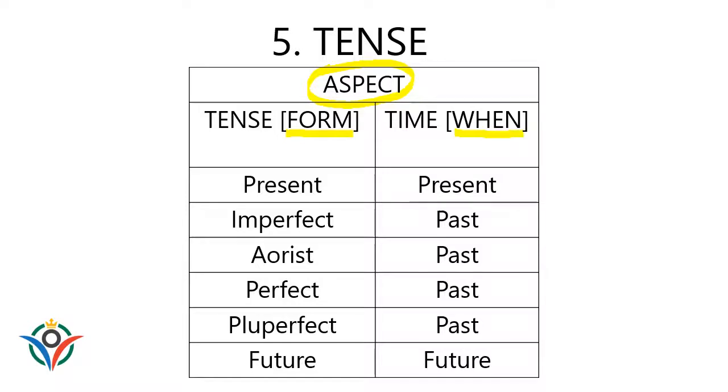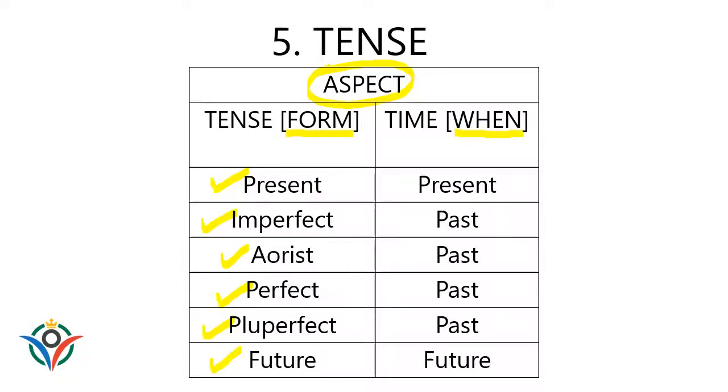So I don't want you to confuse tense and time. In other words, I'm not using the term tense to refer to time. We're going to keep them separated, although there are times when they are related. So in Greek, we have 6 tenses or tense forms, as it were. We have the present, the imperfect, the aorist, the perfect, the pluperfect, and the future.